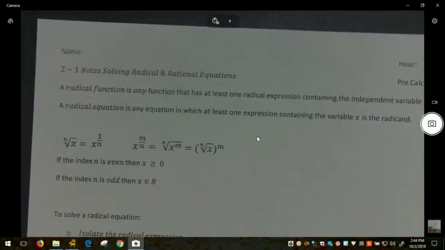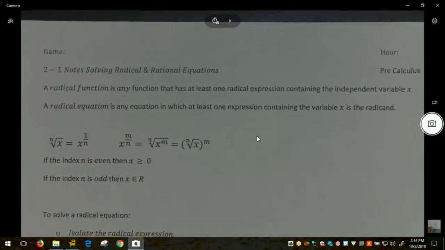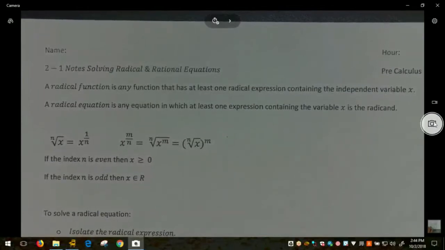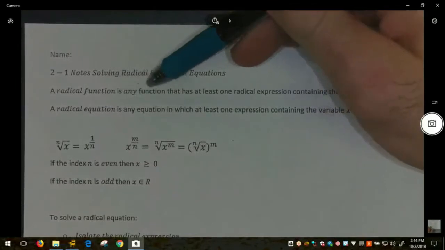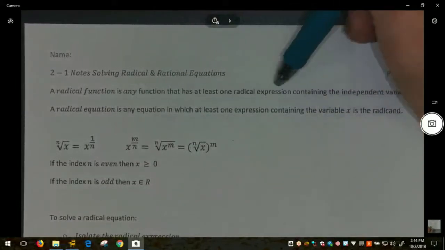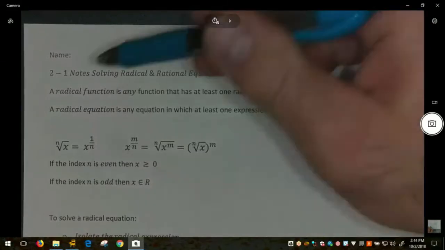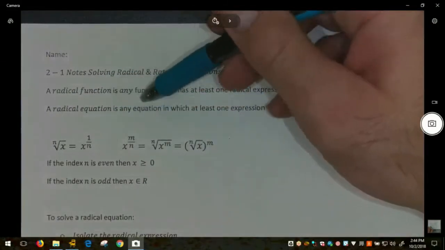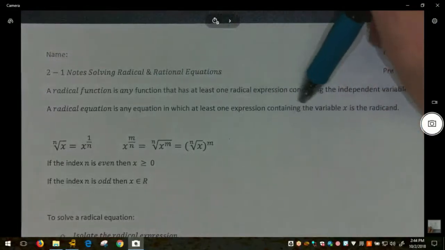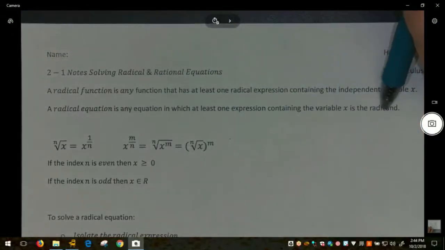You already did several of these types of problems in your exploration today and looked at them. So now we're going to summarize this with some formal notes. A radical function is any function that has at least one radical expression containing the independent variable x. A radical equation is any equation in which at least one expression containing the variable x is the radicand.